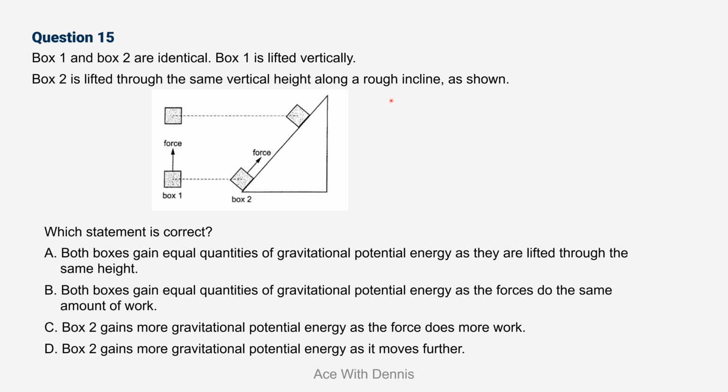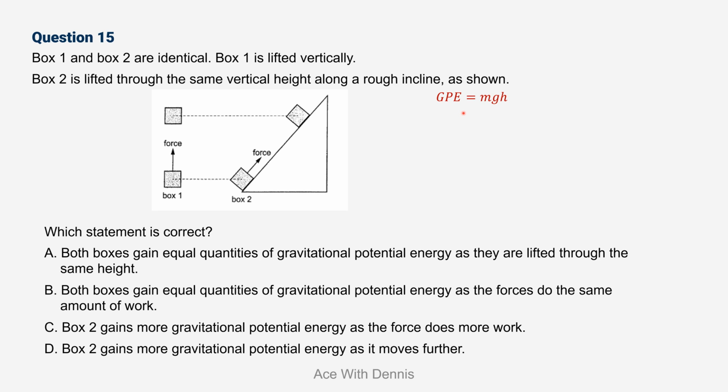Okay, so over here, there are two things that you need to answer. First, whether both boxes gain the same amount, equal quantities of gravitational potential energy, or one of them has more. And the second thing that you need to decide is whether either one of the boxes does more work or both of them do the same amount of work. Alright, so let's go to the first part first, where we need to know which box has more gravitational potential energy or they are the same.